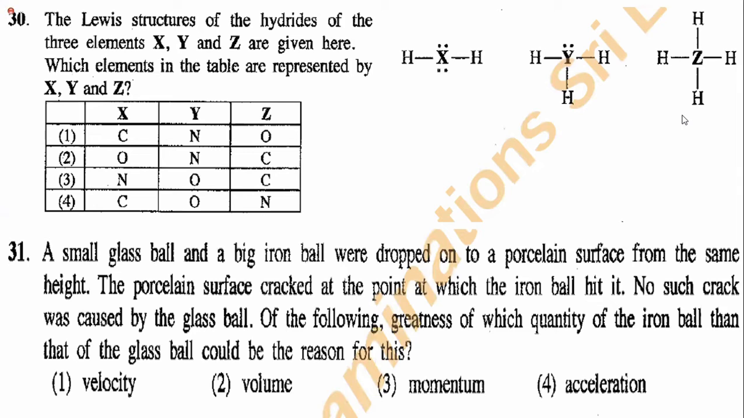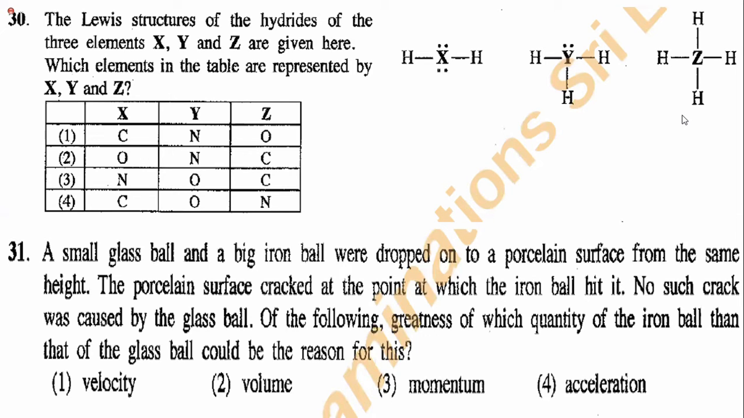Velocity, volume, momentum, acceleration. We have to think which is the quantity related to mass. We know the mass of iron is greater than the mass of glass because of the density difference. So, which quantity is related to mass?